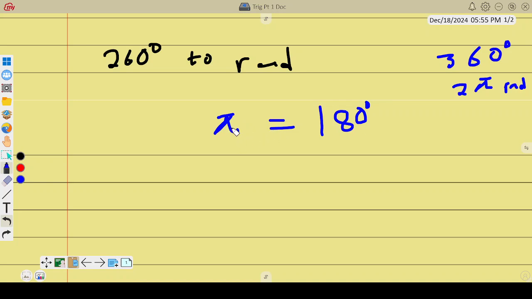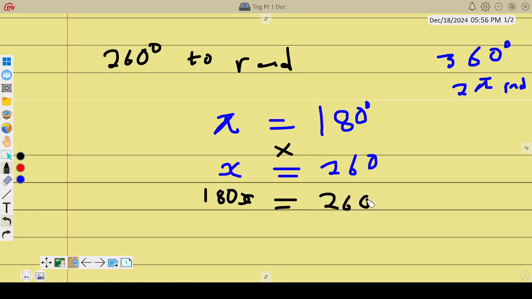So we have to remember this. Pi is equal to 180. So if we have 260, what is going to be pi? We don't know. We can put x. From there, what's remaining is finding the value of x. When you cross multiply, you get 180x is equal to 260 times pi, 260 pi. And then to remain with x alone, we can divide by 180.